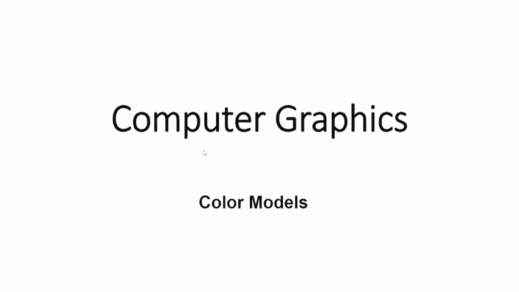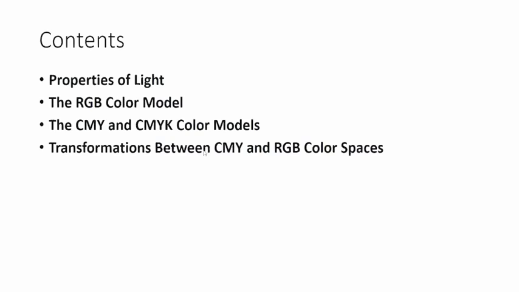In this video, we'll be learning about color models that we always use in computer graphics. In the beginning, we will be discussing some of the properties of light, or some aspects of light and colors. We'll then look at the RGB color model and the CMY color model. And at the end, we will see how CMY to RGB and RGB to CMY transformations can be done.